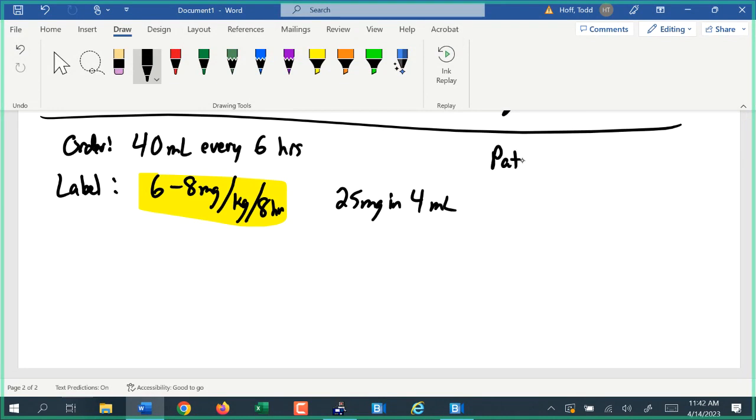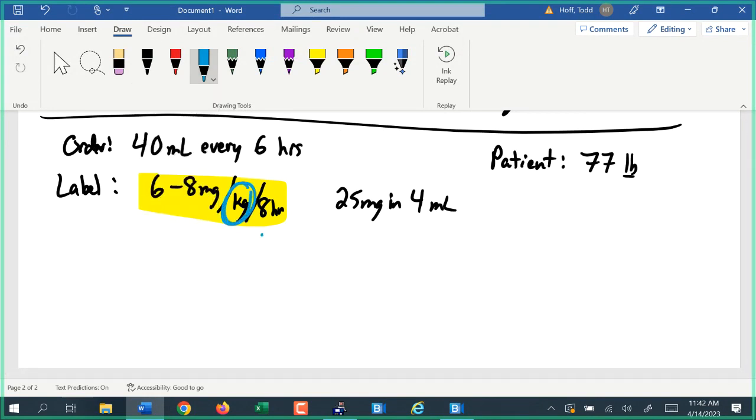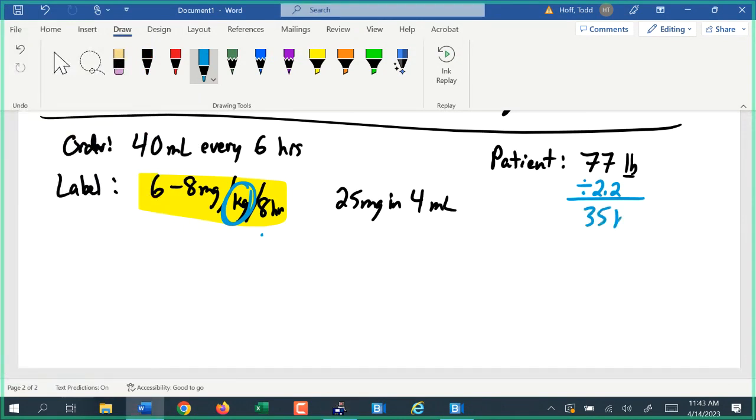And then of course we have a patient whose characteristic is that their weight comes in at 77 pounds. Now if you recall, when we did our dosages based on weight, since these are all per kilogram here in the recommendation on the label, first thing we have to do is convert the patient's weight into kilograms. To get from pounds to kilograms, we divide by 2.2. So if we take 77 pounds divided by 2.2, we get 35 kilograms. And that is the number we start our dosage calculation with, is that 35 kilograms.